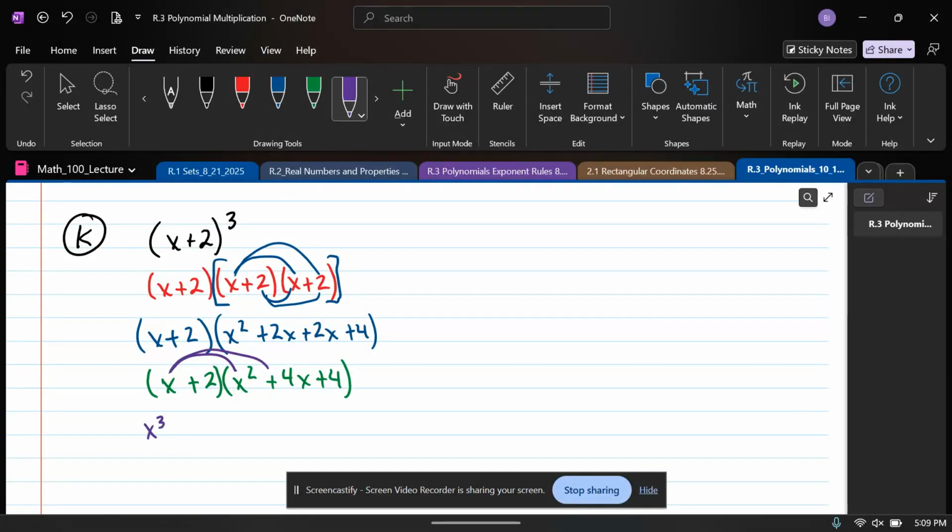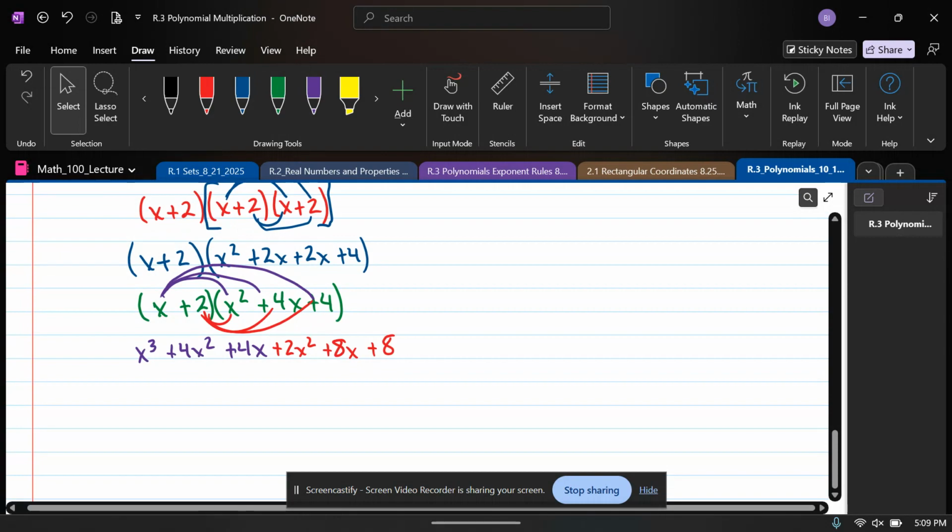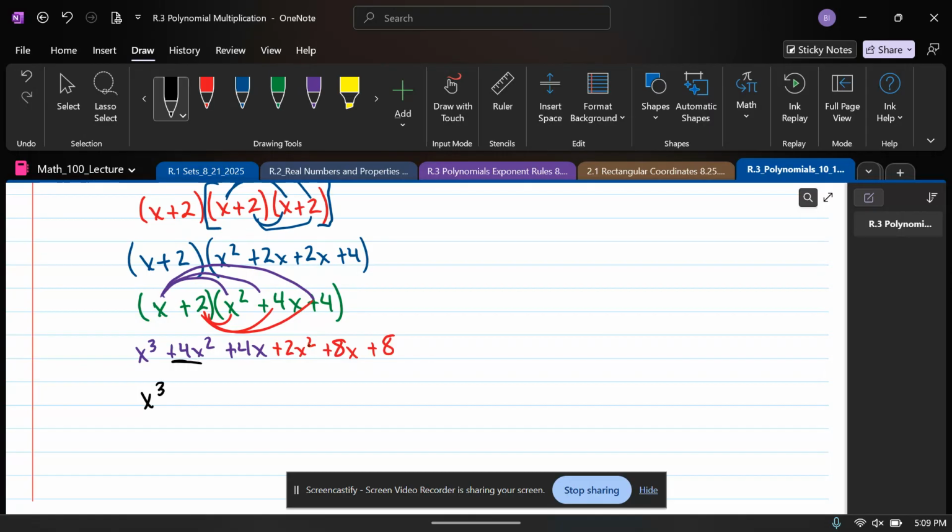It's x cubed, 4x squared, 4x, then 2x squared plus 8x plus 8. So I just distributed the x to all 3 of those pieces, distributed the 2 to all 3 of those pieces. And then I'm just going to start combining like terms. I got the x cubed, I got x squared and x squared, that'd be 6x squared. I got the 4x and the 8x, that'd be 12x plus 8.